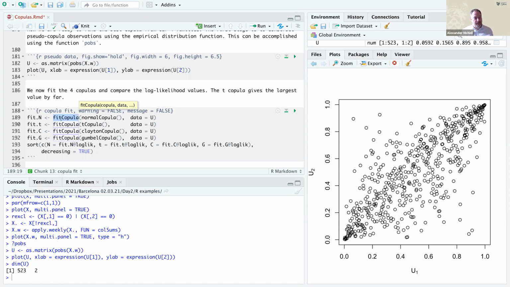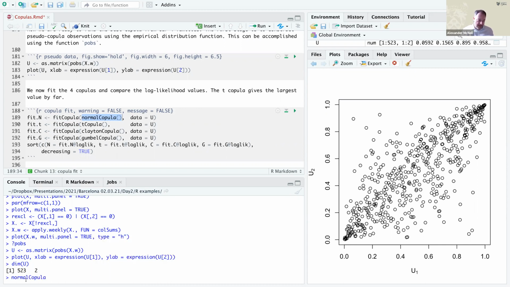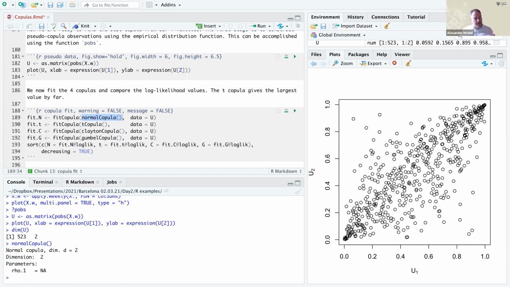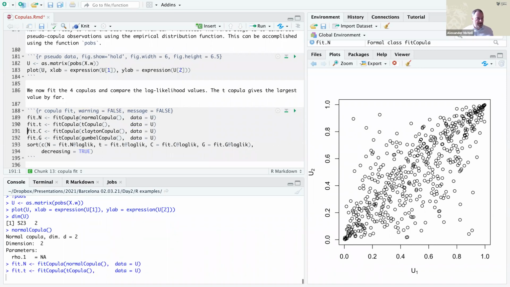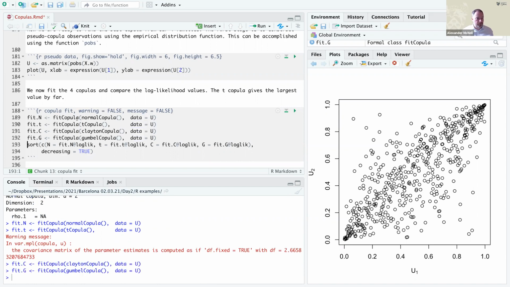The syntax is that you use fitCopula, and you take the name of the copula you want. So what does normalCopula do? Normal copula with an open and a closed bracket, all that does is it sets up a normal copula of dimension 2, and you fit that thing to the data, and you get a fit. And I do the T, forget the warning, not important here. We fit the Clayton, we fit the Gumbel, and we now have 4 models fitted.